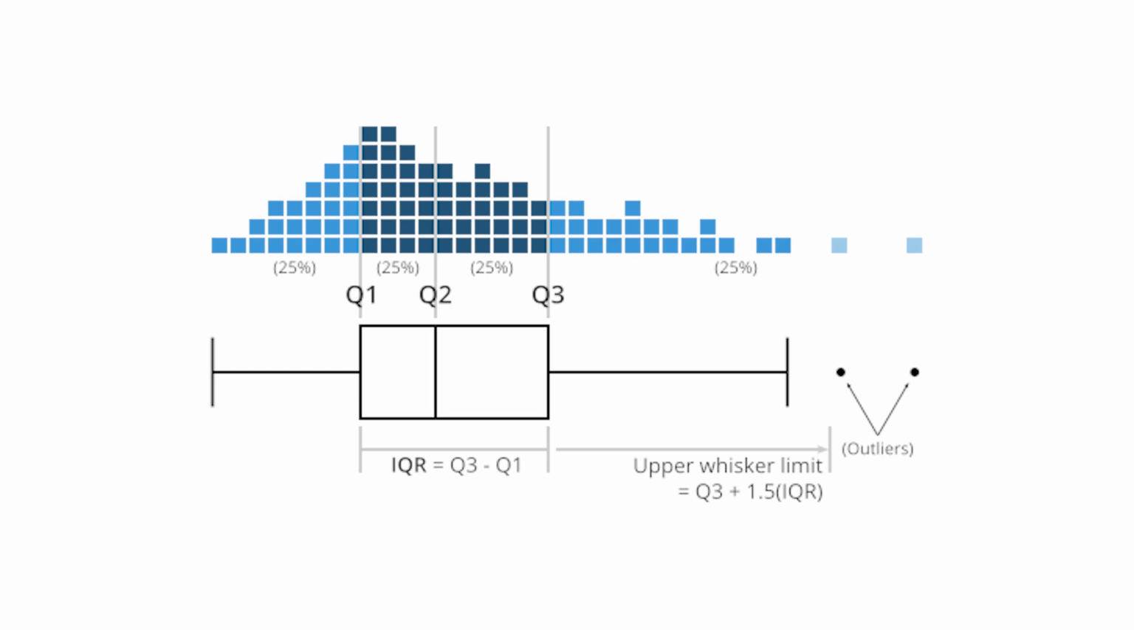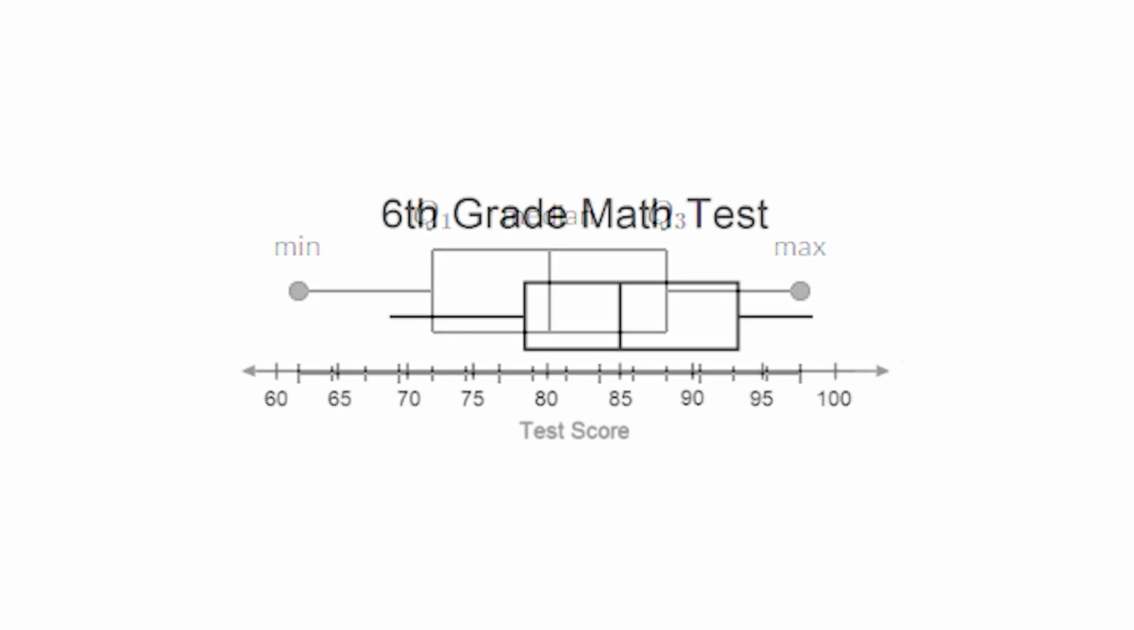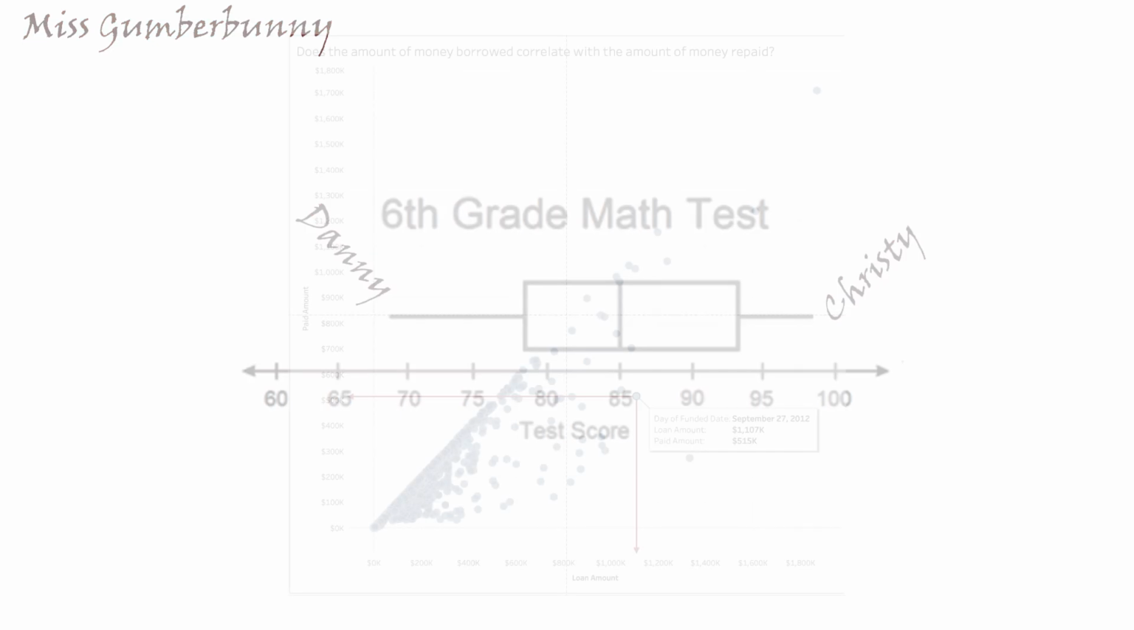This allows them to understand the distribution of numerical data. Box plots. This one is fun, and by fun I mean, what the heck? A box plot displays the 5-number summary of a set of data. The 5-number summary is the minimum, first quartile, median, third quartile, and maximum. So in this sample we see that in Miss Gumberbunny's 6th grade math class they took a test. Christy, who always gets the highest grade, got a 98. Danny, always low man, got a 68, which is pretty good for him. The first quartile was 78 to 85, the third 85 to 93, and the median is 85. This helps identify outliers and understand the spread of the data.